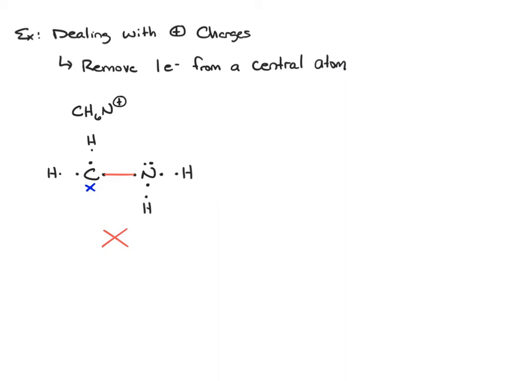So what if we take an electron from the nitrogen instead? There's carbon, nitrogen, and take the electron from the last place it was put in. So the last one that was put in was the lone pair. So we'll get rid of one of those electrons in the lone pair. Now we can connect the bonds.